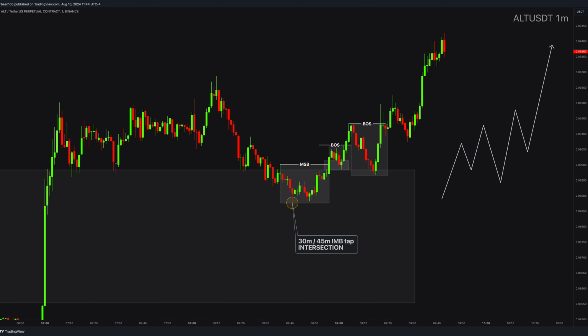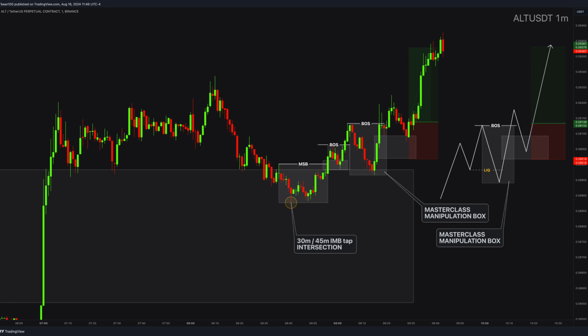Now notice what really happens here. Price first sweeps the early long traders and makes a new break of structure. This is a manipulation box. When the smart money hunts the liquidity first, then you look for an imbalance trade.